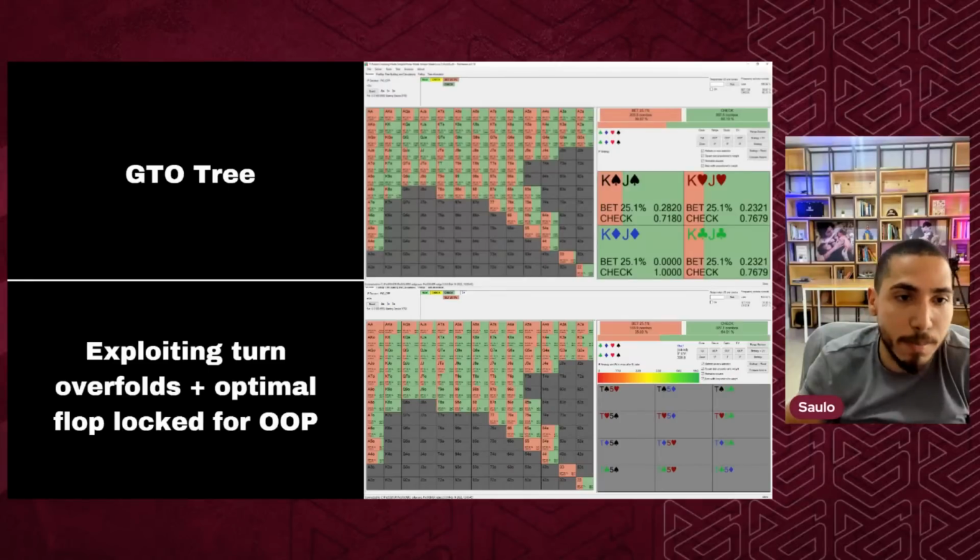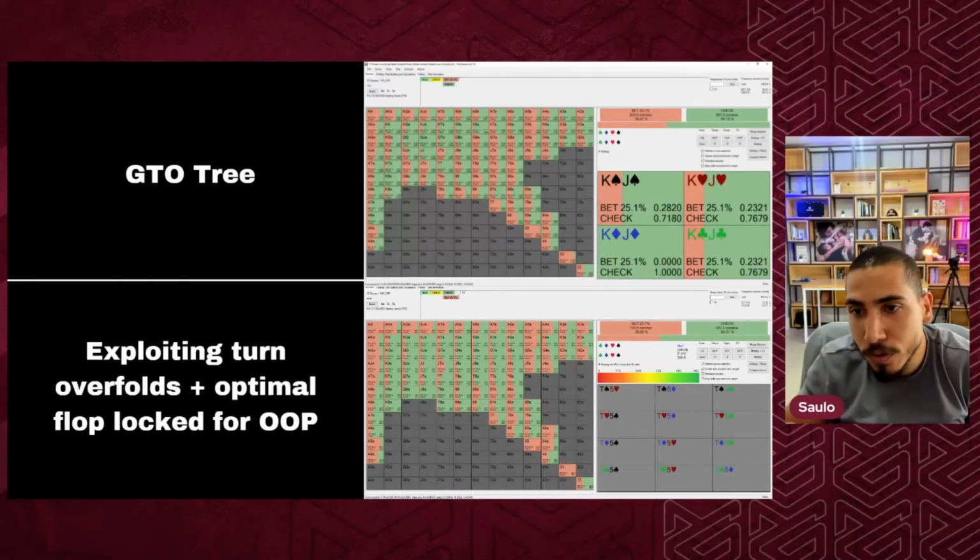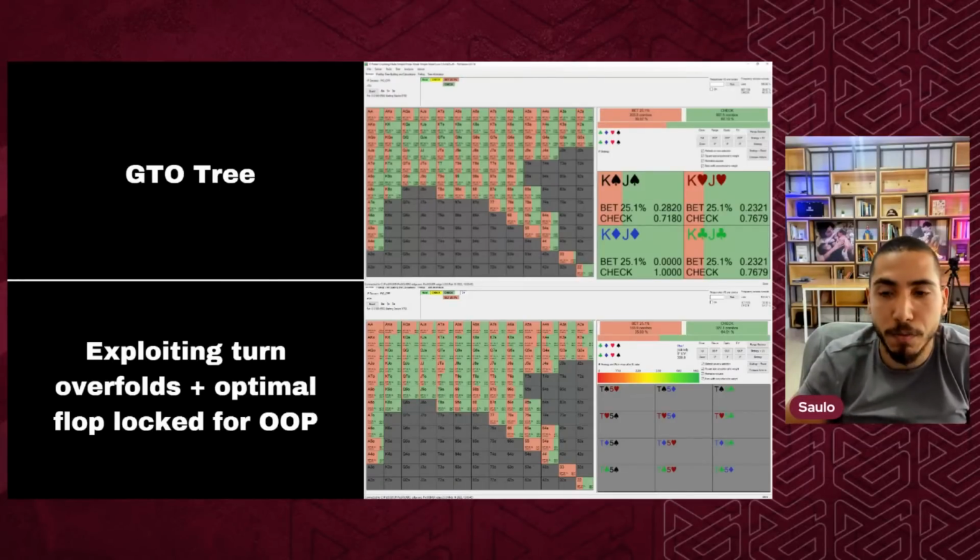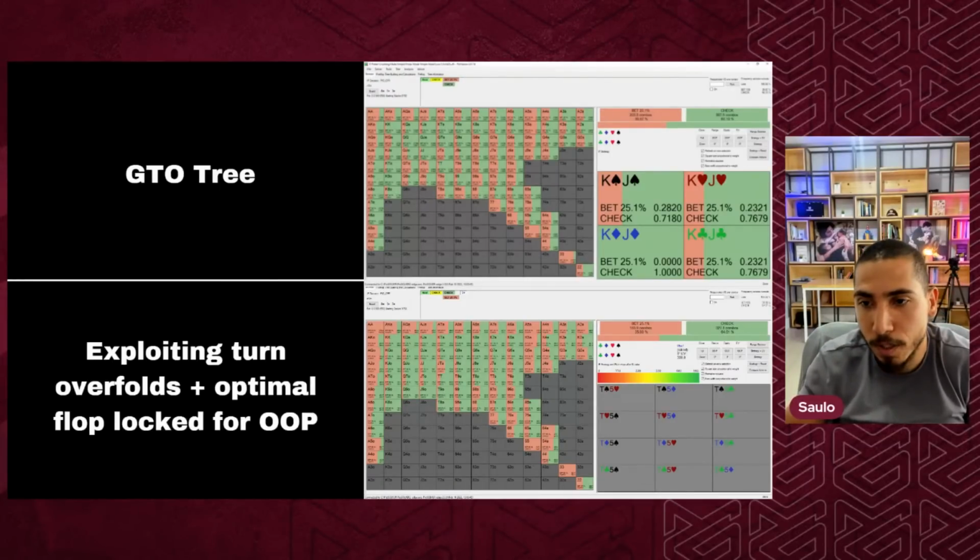And now you see the c-bets go up, but you still see the effect of most of the air hands checking back, and now you see bet mostly good value hands. So this is the effect of leaving the OOP unlocked on the flop or leaving the OOP locked on the flop. If you can lock the OOP player to be playing optimally on the flop, then you can c-bet value and then check your air. That's roughly what's happening on the bottom tree.